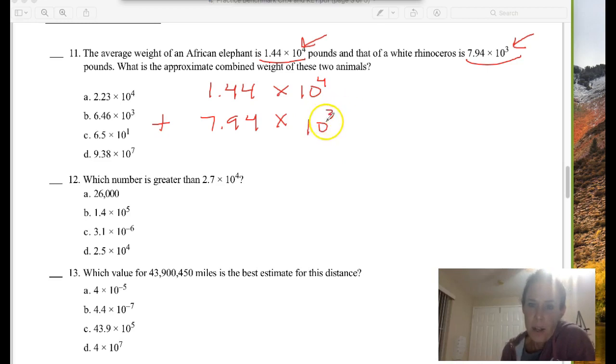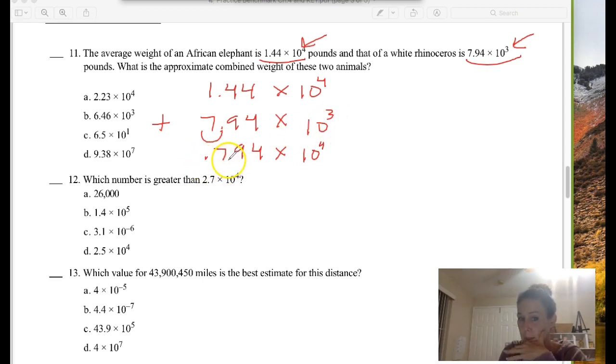It doesn't really matter. If I want to make this be 10 to the 4th, then I'm going to move it over 1 decimal place. So if I move this over 1 decimal place, it would look like this, 0.794 times 10 to the 4th power. I moved it over. To get it back to where it was, I would have to multiply it by 1 more 10. So now I've converted this to this. Now they have the same exponent.